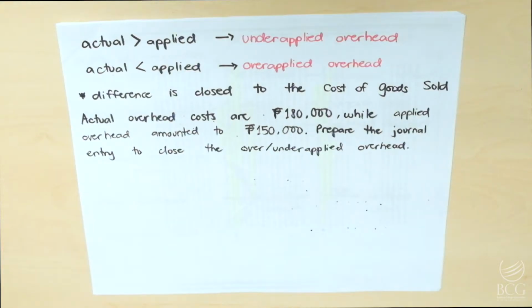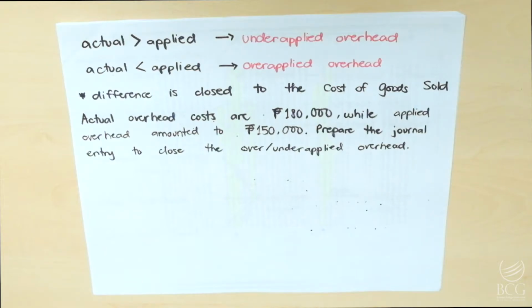So let's have an example. Actual overhead costs are 180,000 pesos, while applied overhead amounted to 150,000 pesos. Prepare the journal entry to close the over or under-applied overhead. Because the actual is greater than the applied, we have an under-applied overhead of 30,000 pesos.